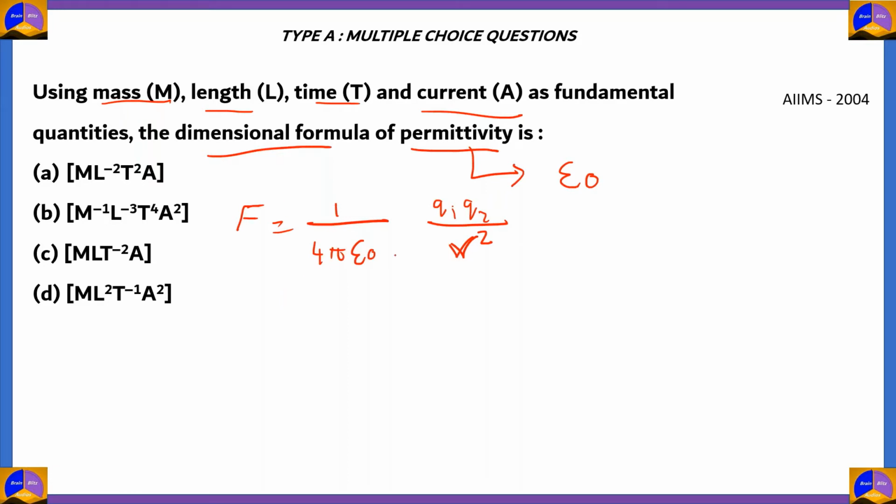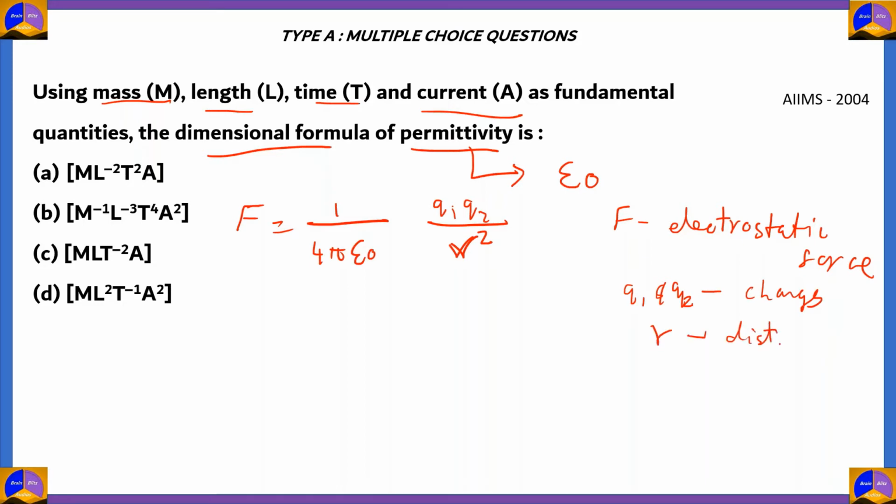So F is equal to 1 by 4 pi epsilon naught Q1 Q2 by R square, where F is electrostatic force, and Q1 and Q2, these are charges. R is the distance between the charges, and 4 pi is just another constant. Epsilon naught is permittivity.